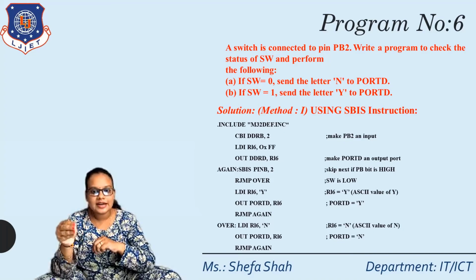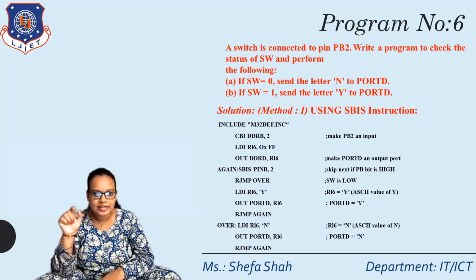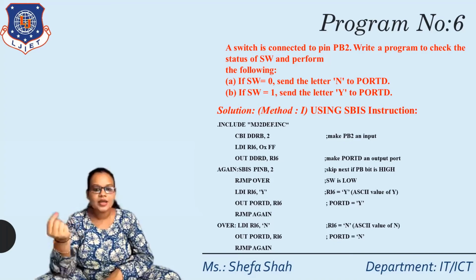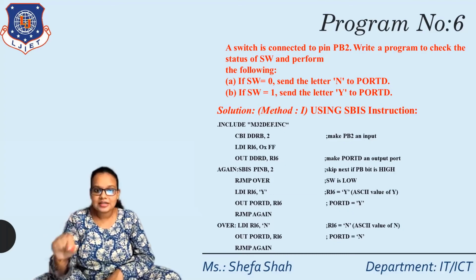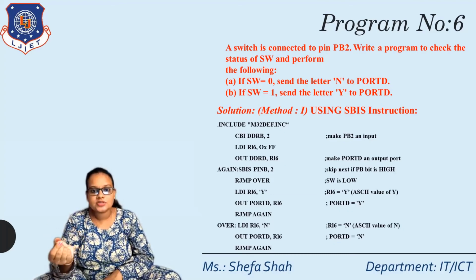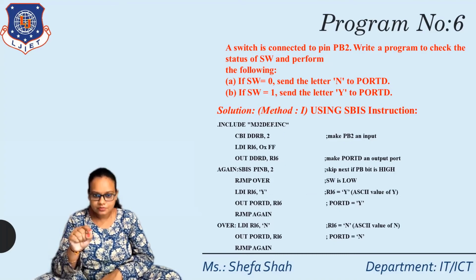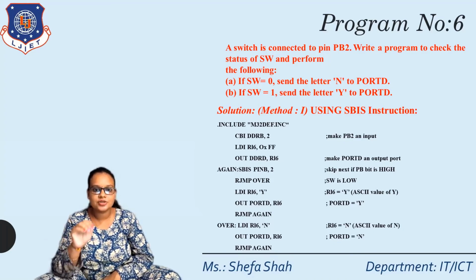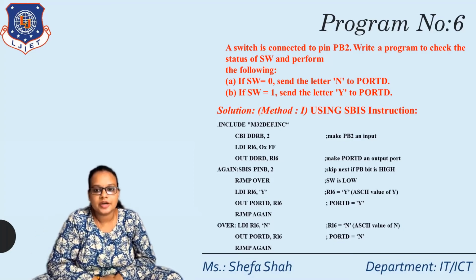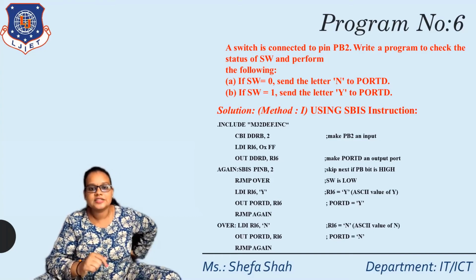And what we need to send is Y to port D. So LDI R16, 'Y' in single quotes, that means the ASCII value of Y, and OUT PORTD, R16 and rjump again. But if it is clear, then we need to send N. So SBIS is not true, so it will skip to the next instruction, that is rjump over. At the over label, we have written LDI R16, 'N', OUT PORTD, R16 and rjump again. Right? So this is using the SBIS instruction.